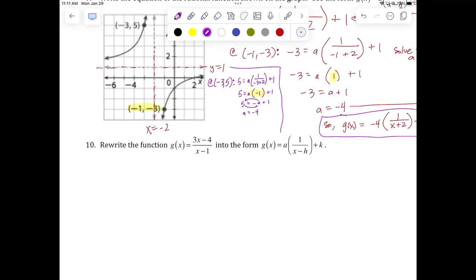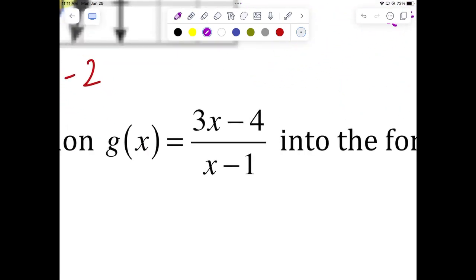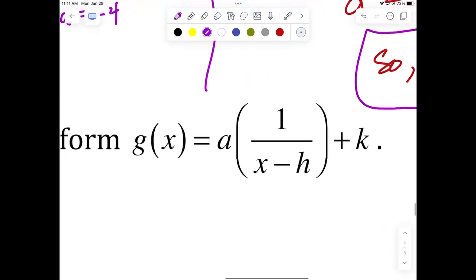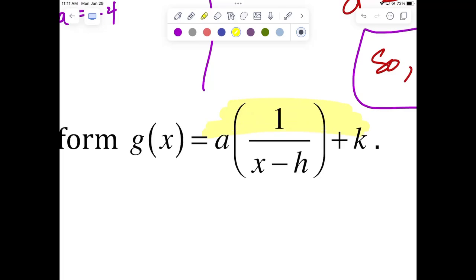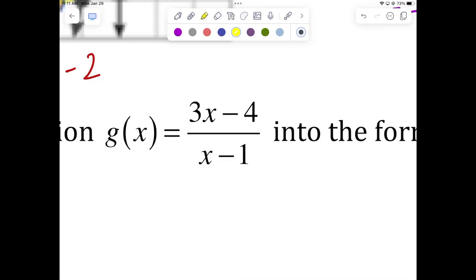Oh boy. Look at number 10. Rewrite the function. Oh, criminy. Here we go. Rewrite the function 3x minus 4 over x minus 1 into the form A times 1 over x minus h plus k. Can anyone look at g of x and tell me what the parent function is? It's telling us that we can write it in this form, which means that it should be a transformation of that parent function 1 over x, yeah? It's telling us. But what's different about this equation that's different from all the others?